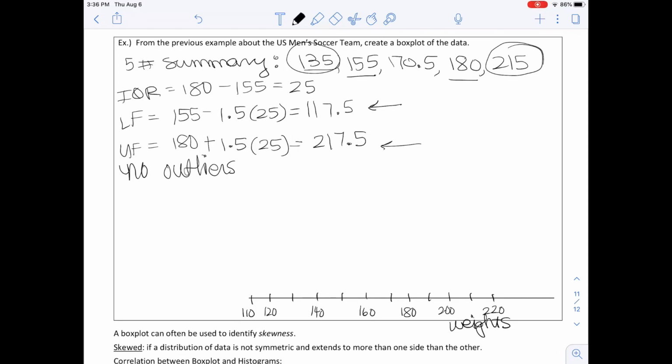So the next thing we are going to do is we're going to look at our 5-number summary. And I'm going to put vertical lines for each of these values above, and they kind of float. Nothing touches that axis. So I'm going to put a line at 135. Again, the best that you can do. A line at 155. One at 170.5. One at 180. And the last one goes at 215 pounds.